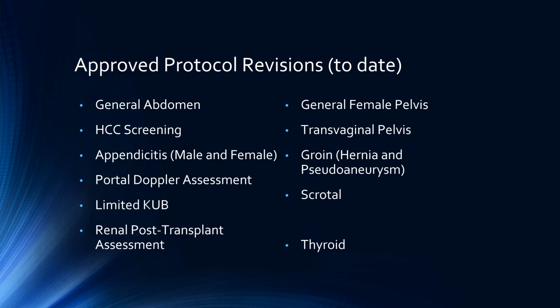So in terms of the protocols that have been revised and approved at present, it's most of our general abdominal imaging protocols. General abdomen or HCC, right upper quadrant examination, appendicitis, portal Doppler assessment, our renal and bladder assessment, as well as a post-transplant renal assessment, and then both male and female pelvic imaging, as well as groin and groin hernia and pseudoaneurysm imaging, as well as the thyroid images.